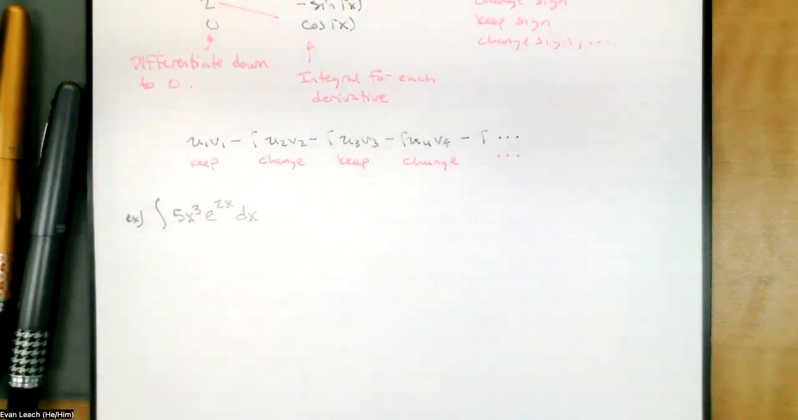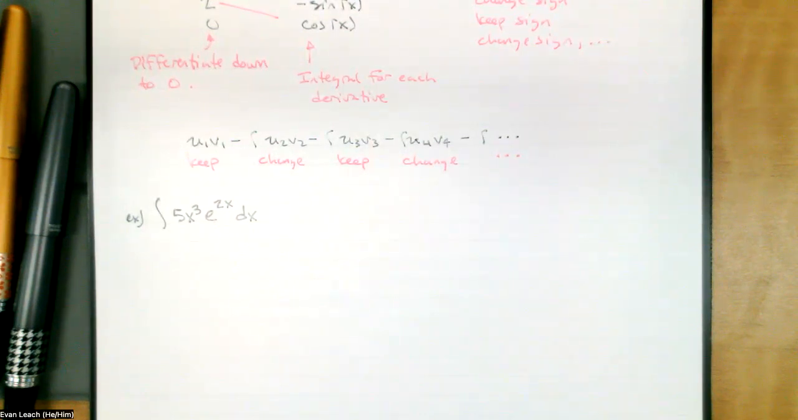So here's an example where this shortcut will work. One of our parts is 5x to the third. The other part is an e to the 2x. 5x to the third will differentiate down to 0. E to the 2x is something that we know how to integrate. So multiple parts is a go.